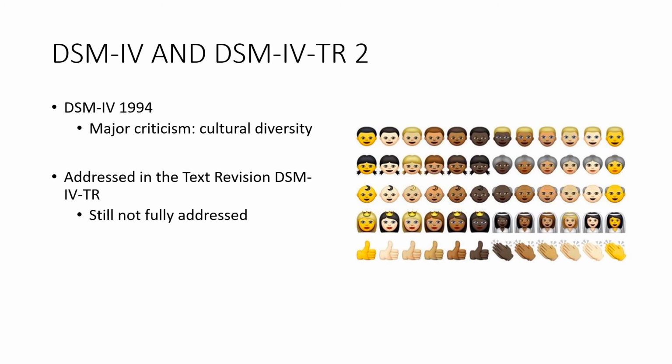The DSM-4 in 1994, the major criticism for it was the lack of cultural diversity. Okay, America is fully diverse, right? And so we need to start to include that into all of these things because anyone can have mental health issues, but some things are actually culturally specific, so you need to be able to understand that. And so the text revision, which is basically the edited, fixed up version of the DSM-4, called the DSM-4 TR, still wasn't fully addressed yet.